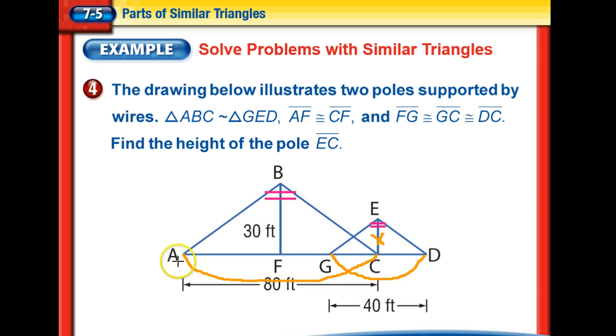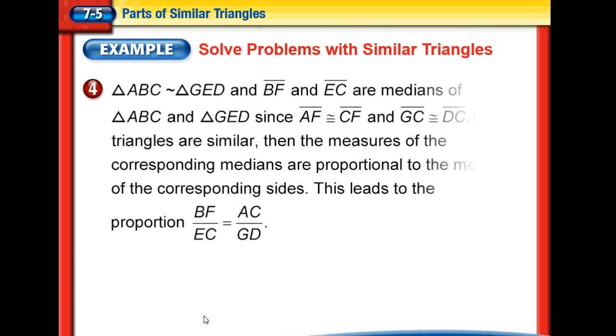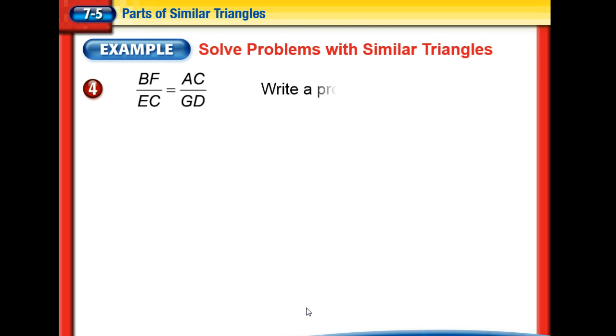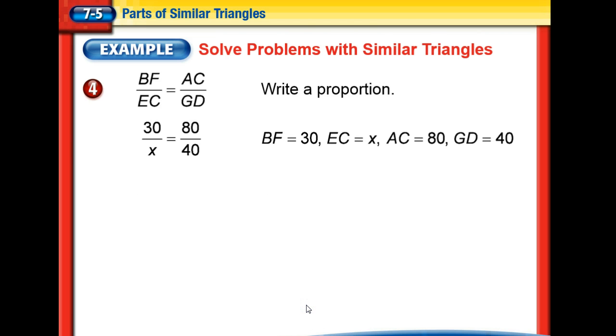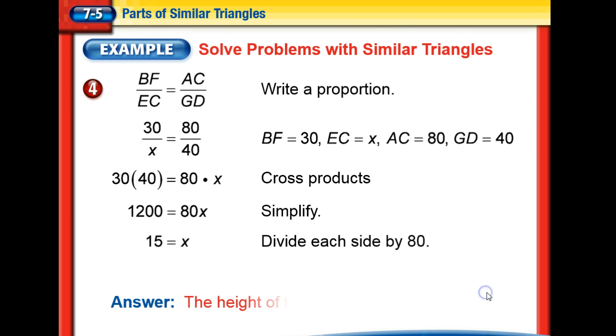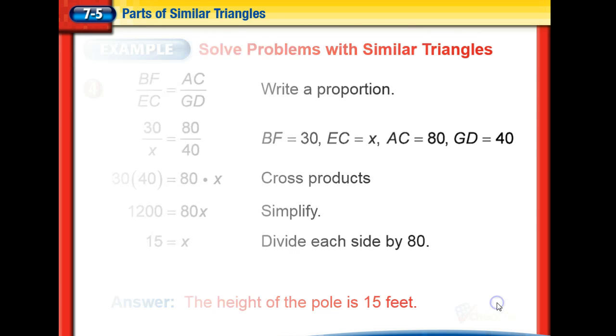So again, they'll set up their proportion. Okay, so we know that GD is 40. So 30 over X equals 80 over 40. 1200 equals 80x. Divide by 80, and we find out that X is 15. Now I saw right here that 40 was half of 80, so I figured that X was going to be half of 30, which was 15, and it worked out as well too. So the height of the pole is 15 feet.